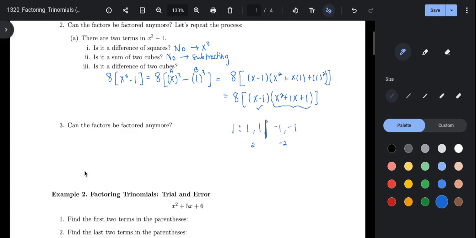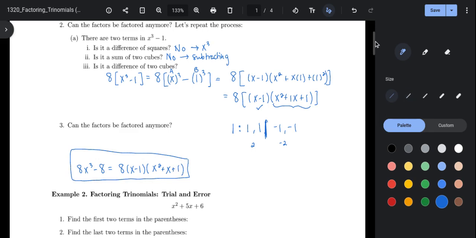So therefore, we have as our final answer that 8x cubed minus 8 is equal to 8 times the quantity x minus 1 times the quantity x squared plus x plus 1. We have completely factored our polynomial.